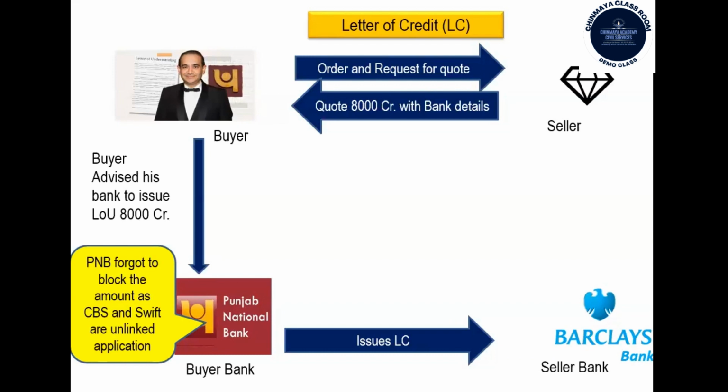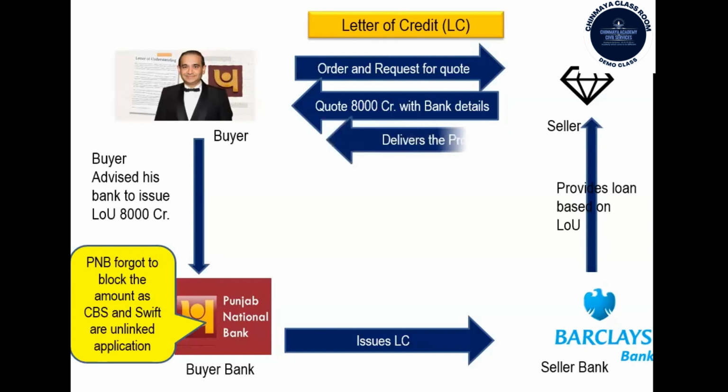Then based on this LC, Barclays Bank gave a loan to the seller. The seller purchased gold and diamond jewelry worth 8,000 crores. Now he should make the jewelry and send it to the buyer, right? That did not happen. So Barclays Bank is waiting for the project to be completed. Then they went to the seller's house and found that the seller is missing. Now, what is the option available to Barclays Bank?